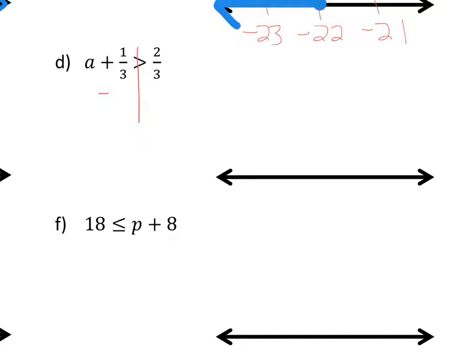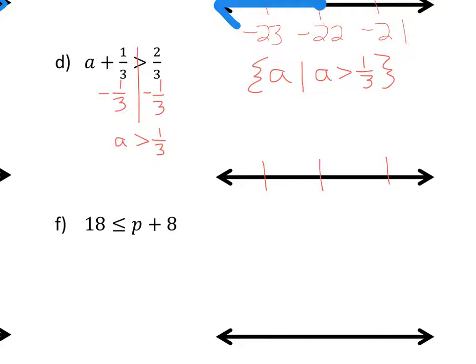We're going to subtract 1/3 from each side. And we get A is greater than. 2/3 minus 1/3 is 1/3. So our set builder notation is the set of all A such that A is greater than 1/3.